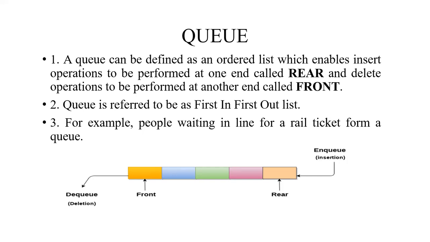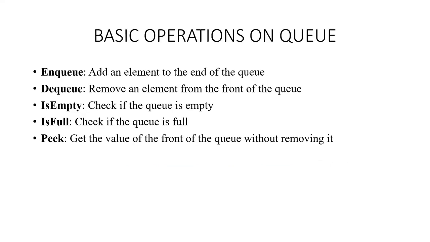Now let us consider a simple diagram where front indicates the position where we will be deleting the data and rear indicates the position where we will be inserting the data. The insertion is referred to as NQ and deletion is referred to as DQ. These are the basic operations in a queue. NQ adds an element to the end of the queue, DQ removes an element from the front of the queue, isEmpty checks if the queue is empty, isFull checks if the queue is full, and peek gets the value at the front of the queue without removing it.